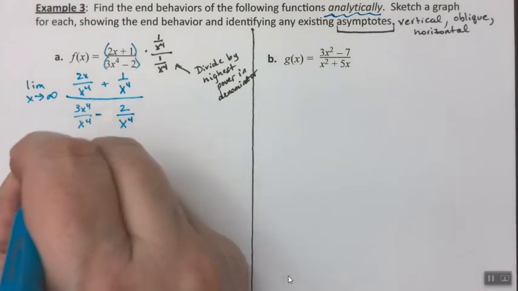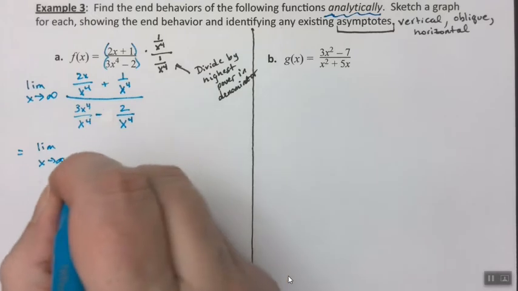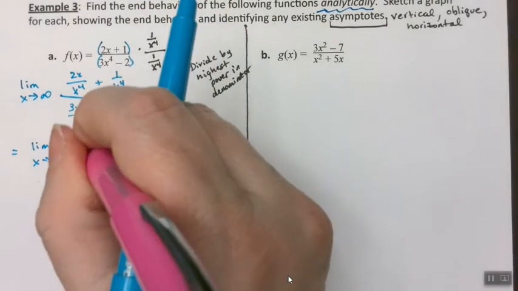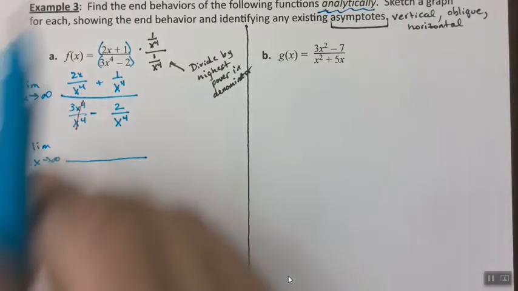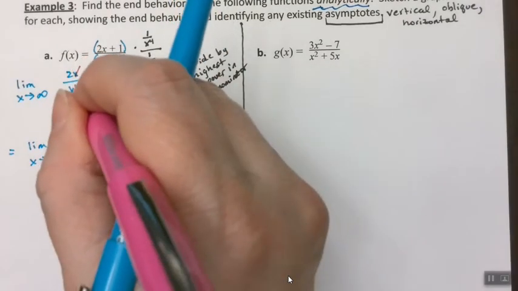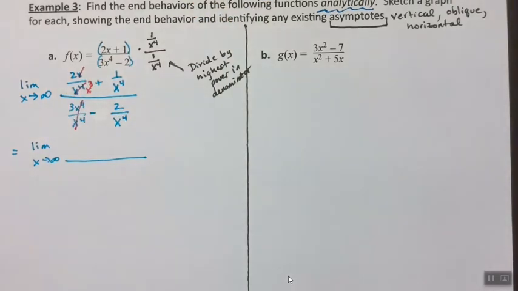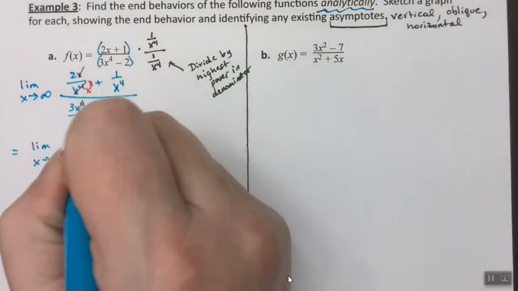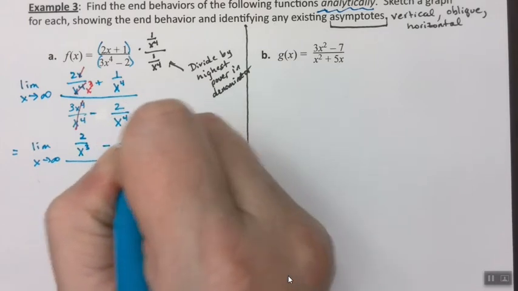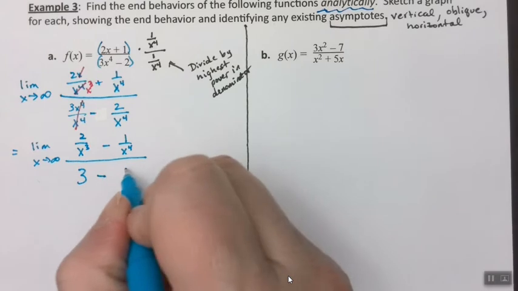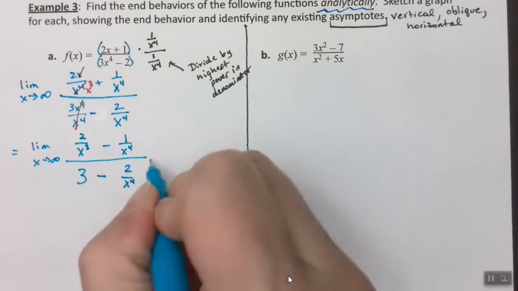Well, it actually did once you simplify, because you know that, for example, down here, the x to the fourth and the x to the fourth are going to go. You know up here that this x and this x to the fourth are going to make x to the third up here. So you're going to have 2 over x to the third plus 1 over x to the fourth, over 3 take away 2 over x to the fourth.